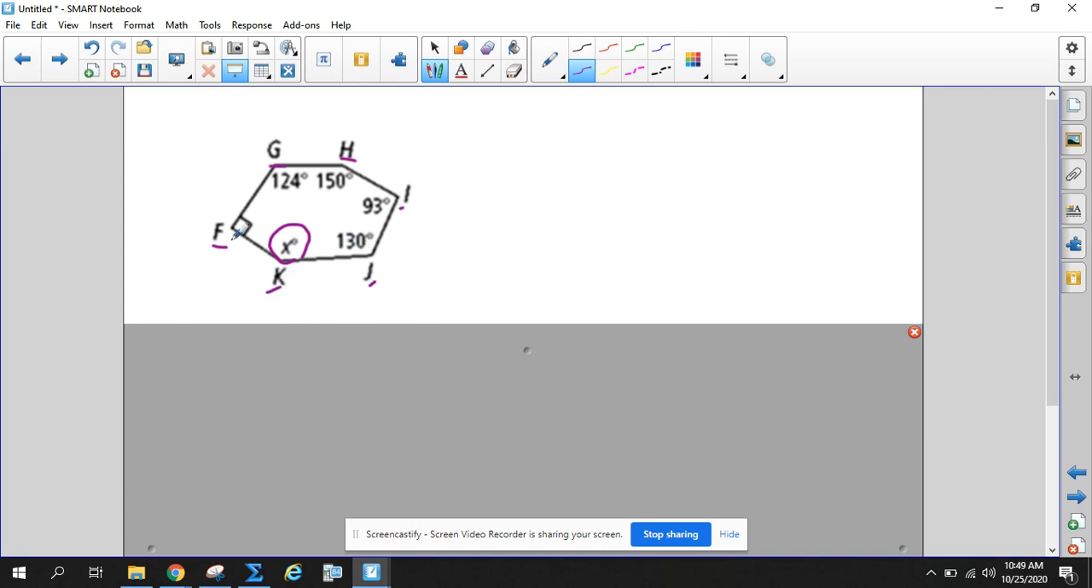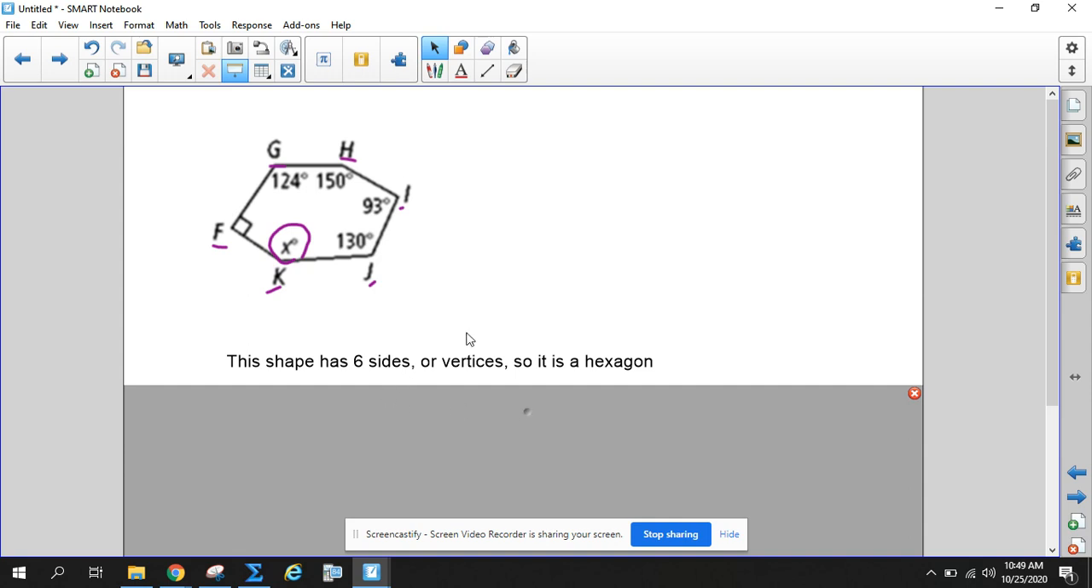I find it easier to put some sort of marking because sometimes, especially if you have a really big shape, it's a little bit tough to remember where you started from. So this one I have a total of 6 sides. So 6 sides tells me that this shape is actually a hexagon. We do know that any shape that has 6 sides is called a hexagon.